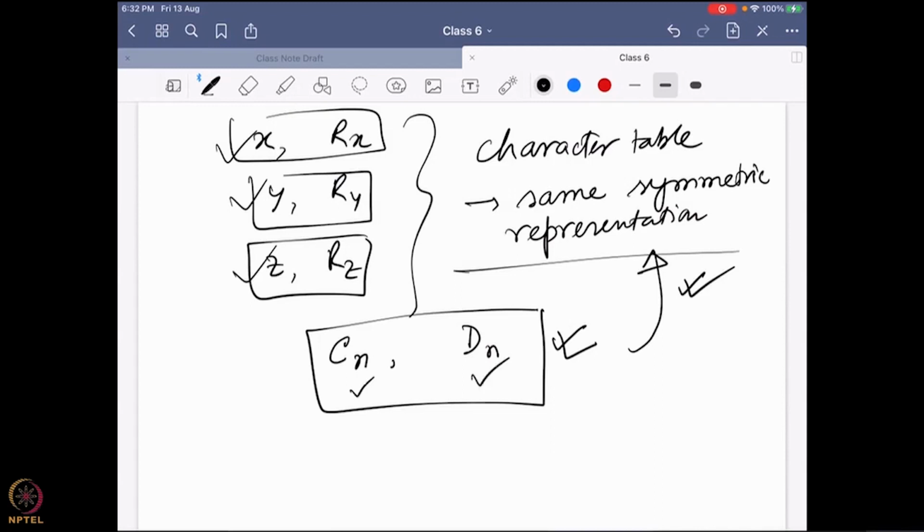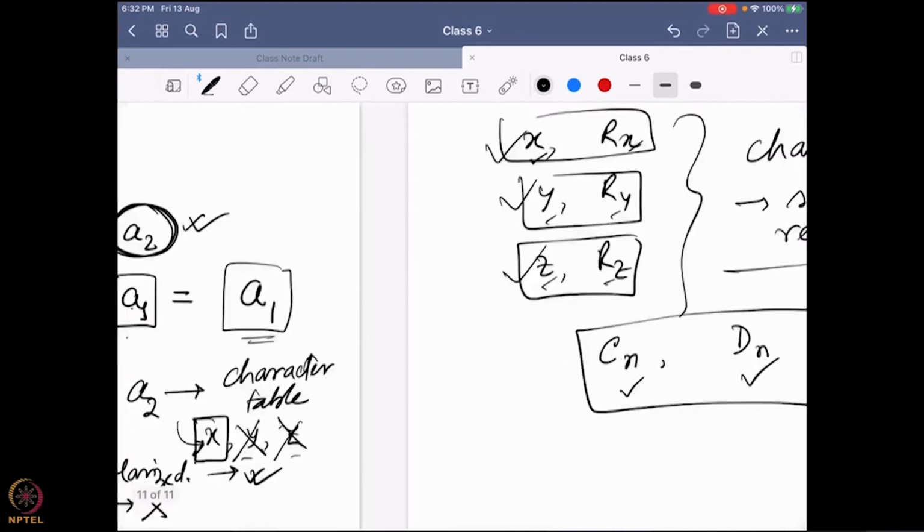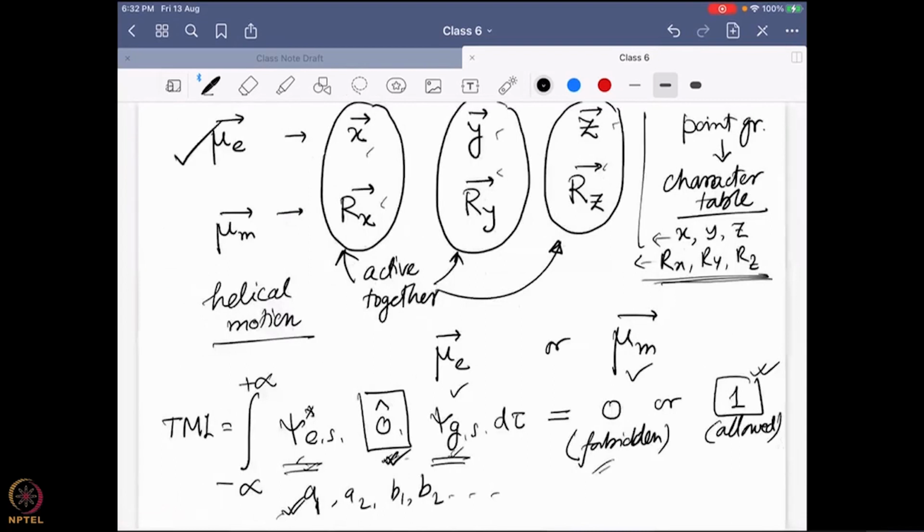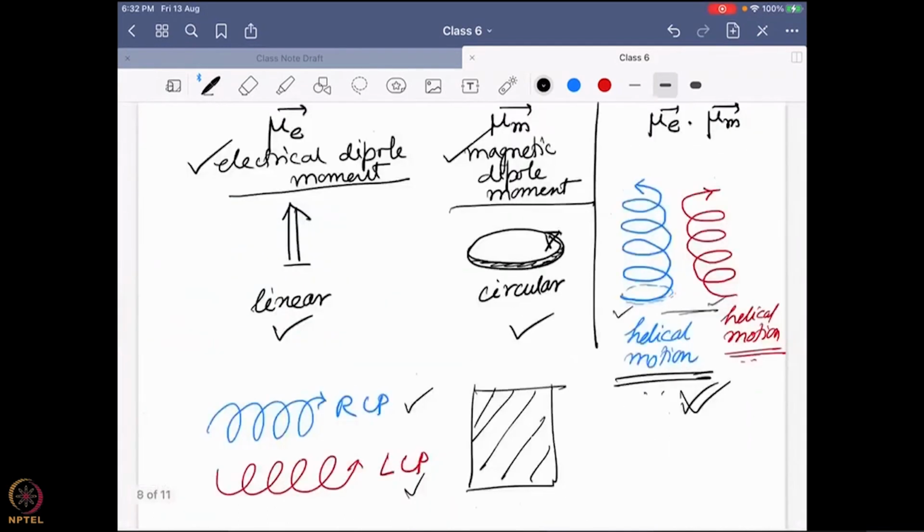Why? Because in Cn and Dn point groups, you can have X, Rx, Y, Ry, Z, Rz activated together. Why is it important? Because that will ensure my electric dipole moment and magnetic dipole moment will be activated together. What is the consequence? That you are going to create a linear and circular motion together. That means you are going to create a helical motion. Unless you create a helical motion, you cannot create chirality inside the molecule. Because once we create the helical motion, you create a chirality, because these two are not the same. They are mirror images and non-superimposable to each other.